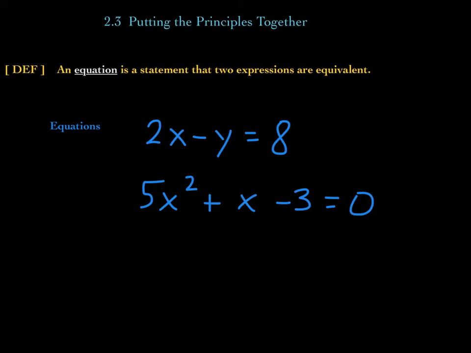These are equations because you have an expression on the left set equal to an expression on the right. So this equation is a statement that's saying that this expression is equivalent to this expression. Here you're saying this expression is equivalent to this expression, which is just 0. Let me give us just a couple more here. 2 to the power x minus 5 is equal to 13. This is an equation. The expression on the left is equivalent to the expression on the right.